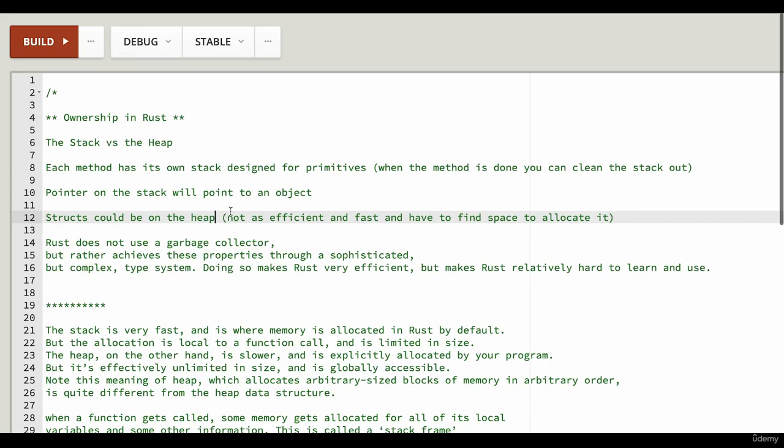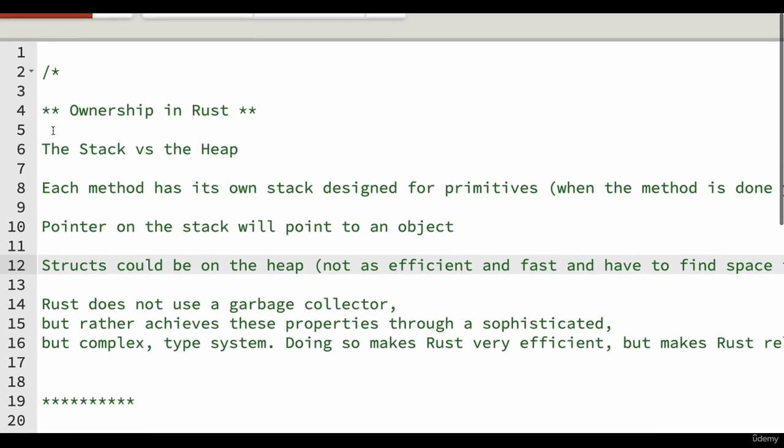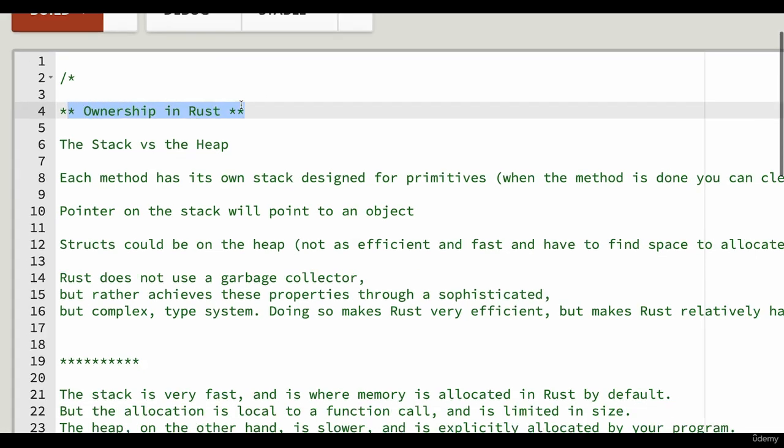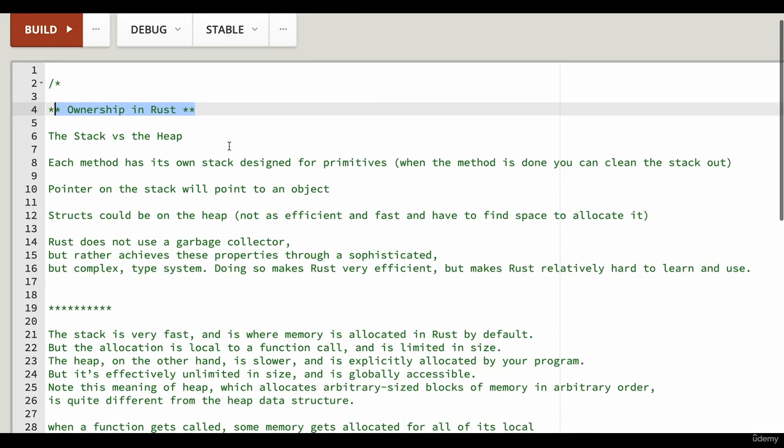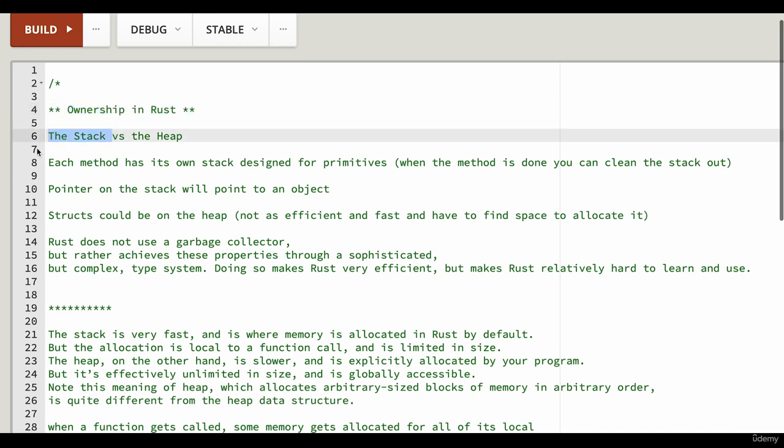All right, let's learn about something conceptual together. No coding in this video, but very important. This video will act as a precursor to understanding what ownership is in Rust. But before we get into ownership, I want to make sure you're clear on the differences between the stack and the heap in programming, particularly in Rust, because that's what we're using.